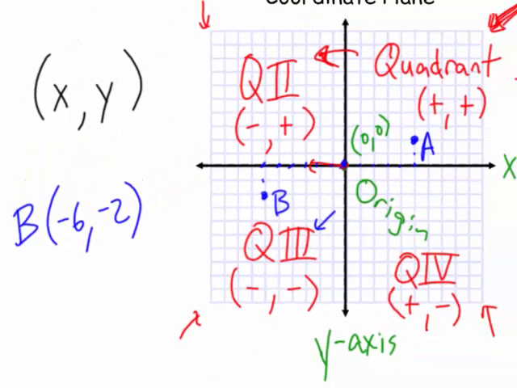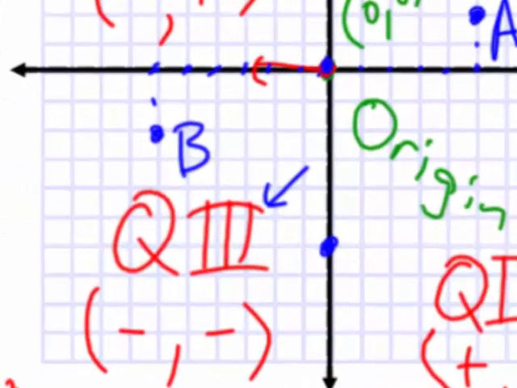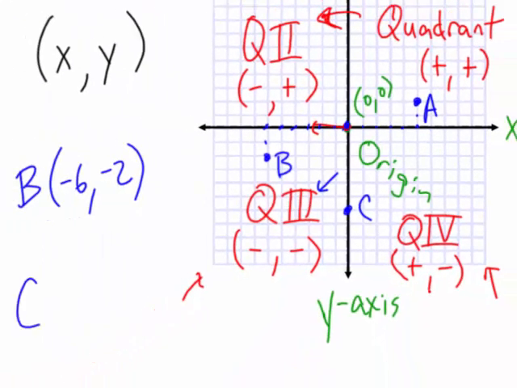But what if I drew something like this? What if I put a dot right here? Is that in a quadrant? No, it's not. I'm going to give it a letter. So that doesn't lie in a quadrant at all. So if I were to ask you, where does C lie on the coordinate plane? How could you describe that? Yeah, C would lie on the y-axis.